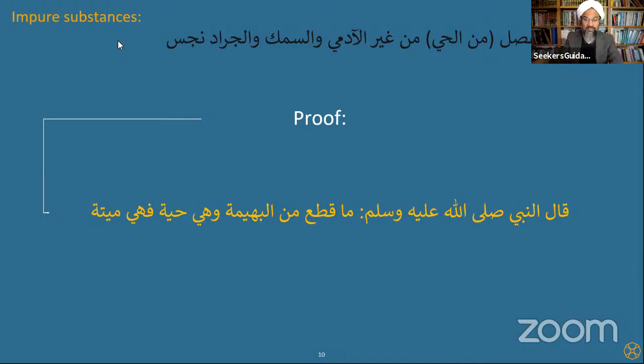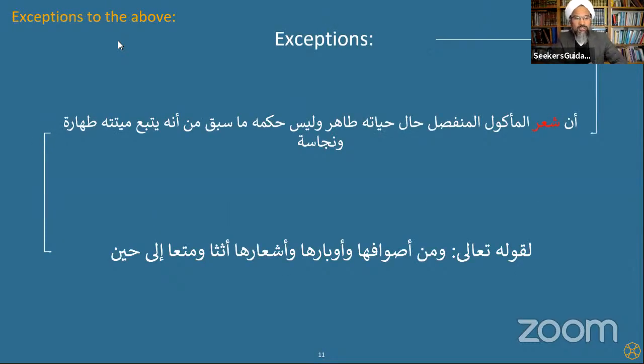The proof for that reads very simply. The Prophet ﷺ says, "ما قطع من البهيمة وهي حية فهي ميتة." That which is cut off from a living animal, whilst that animal is living, then that is considered to be carrion. In other words, it is impure and impermissible for a person to consume, and Allah subhanahu wa ta'ala knows best.